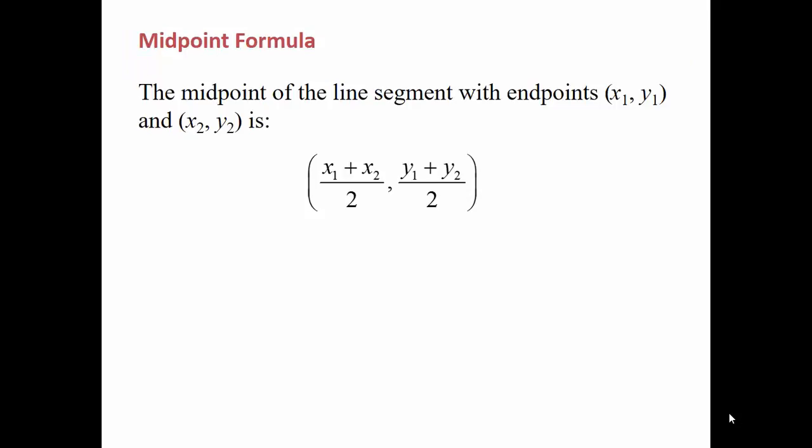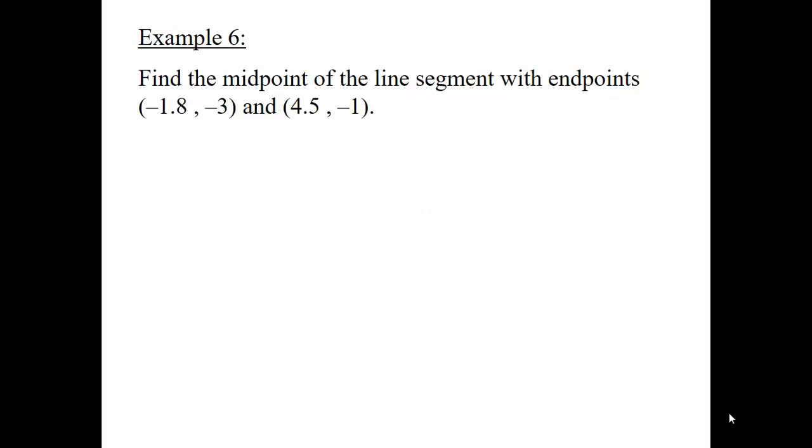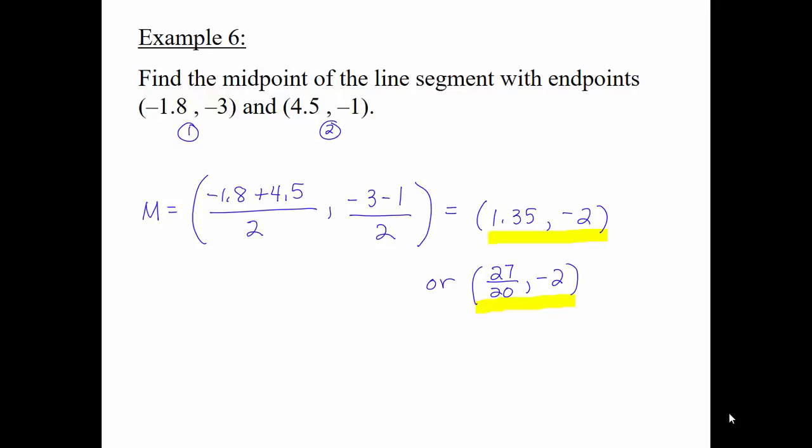All right, midpoint is like taking the average. You add your x's divided by 2, add your y's divided by 2. Pretty straightforward. So if you want the midpoint of this line segment, you would add up your x's, so negative 1.8 plus 4.5 and divide that by 2. And then negative 3 plus negative 1 and divide that by 2. So that comes out to be 1.35 and negative 2. If you wanted to make it a fraction, you could multiply everything by 10 there, and you'd have 45 minus 18, which is 27 divided by 20.